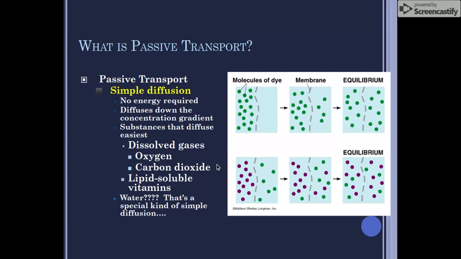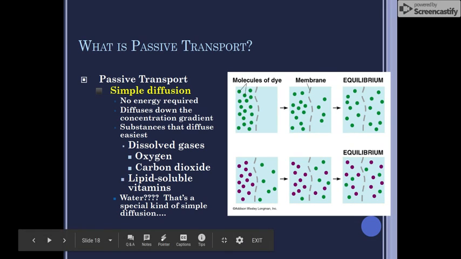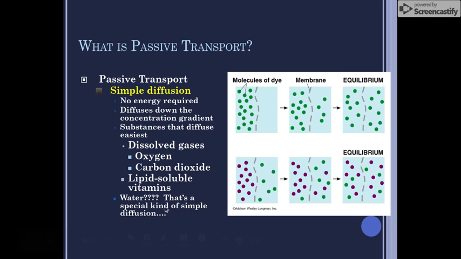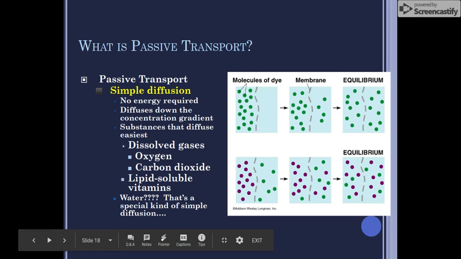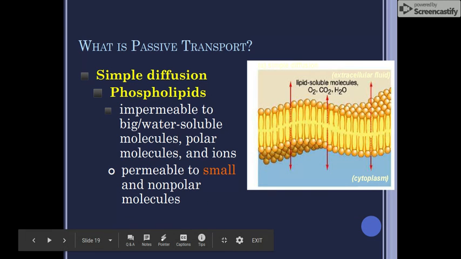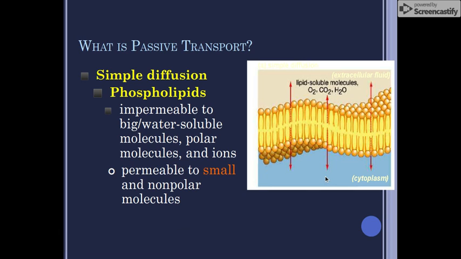Okay, these are very small molecules that have a pretty easy time moving directly through that membrane because they're so small. Also, lots of lipid-soluble vitamins can make it through. And how about water? Well, the diffusion of water is a special type. Okay, it's got its own name, which we'll talk about.